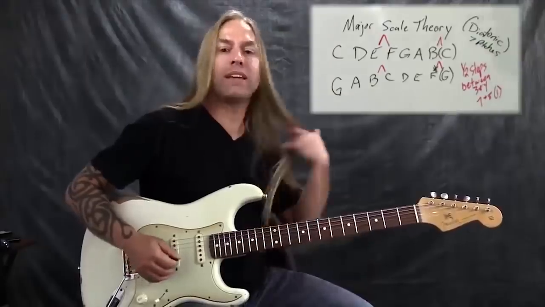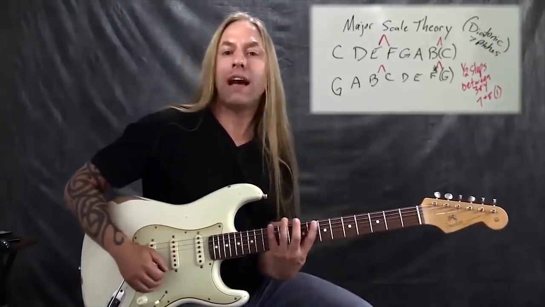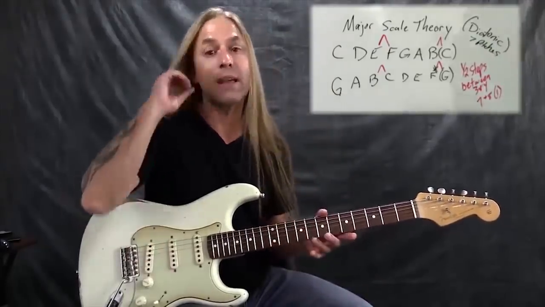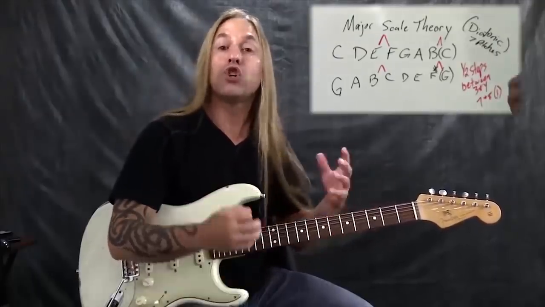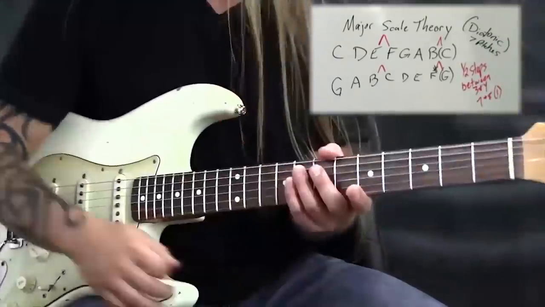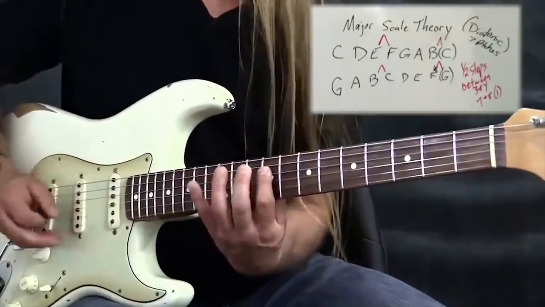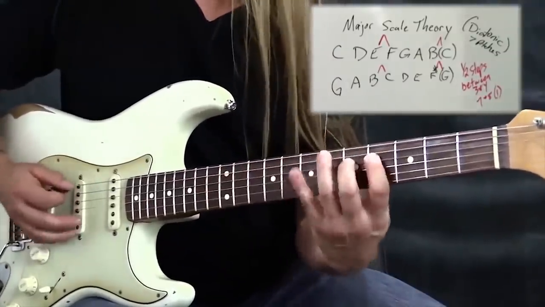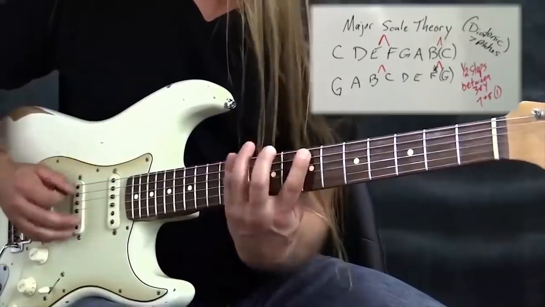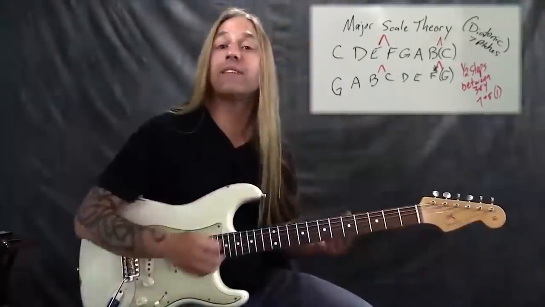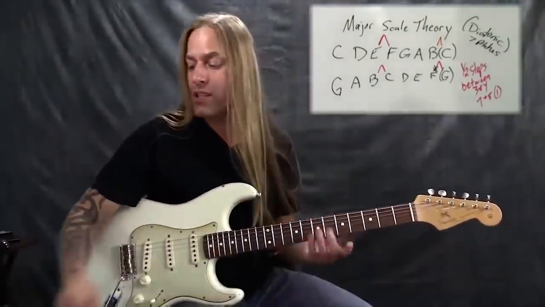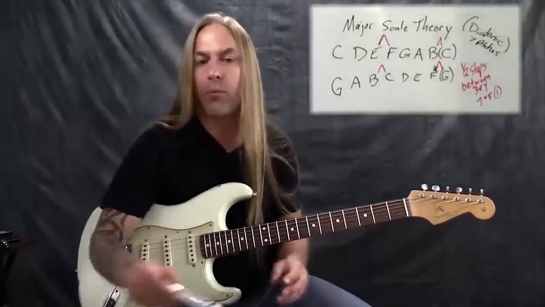So the point I'm trying to make here is you can see how, because the half step and whole step configuration is the same, when I go to play it on my guitar, the shape is the same, okay? It looks exactly the same. I can be in any key. It doesn't make any difference. The shape is going to be the same. So let's keep going for a minute here. I want to show you a couple more here.